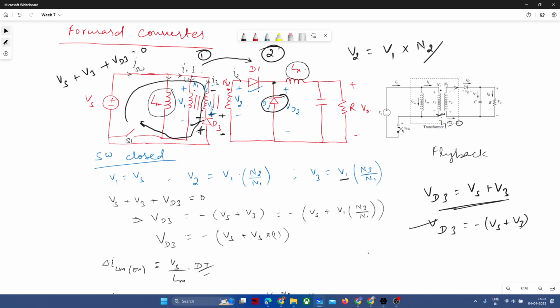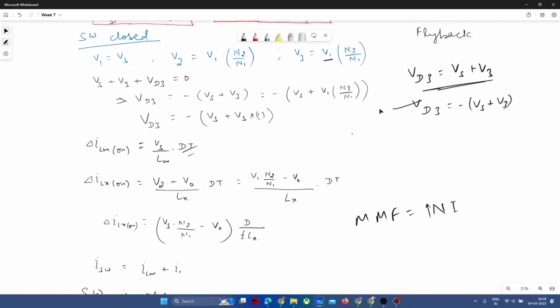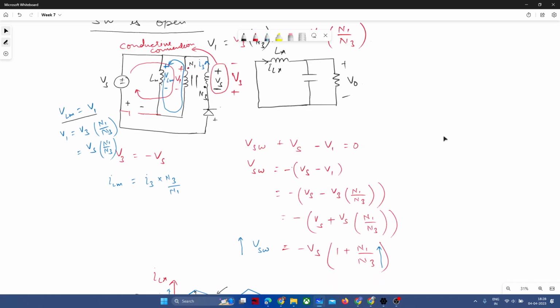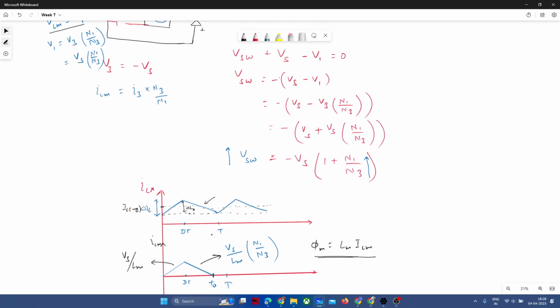Now V2 is 0 here, if you see from this node, or VD2, you can say VD2 is 0 during this operation, and Lx will be discharged across its load. During this period we can see that ILX is having a certain kind of slope during charging. That was when the switch was on, and its slope was (V2 minus V0) by Lx, and when it is discharging its slope is minus V0 by Lx.